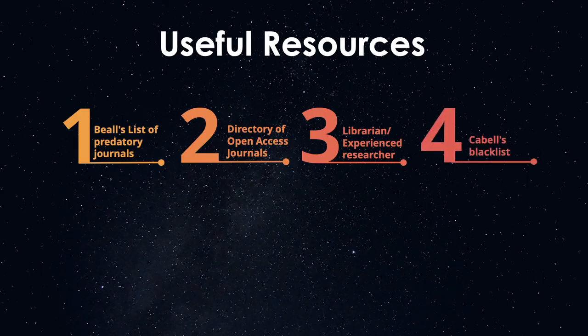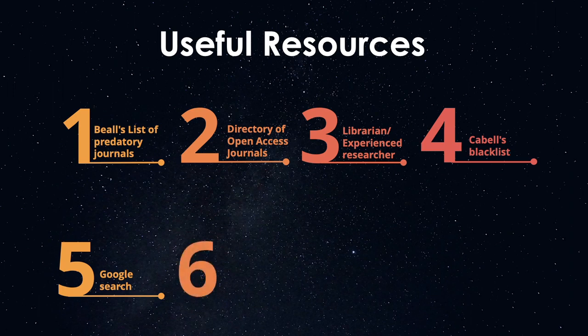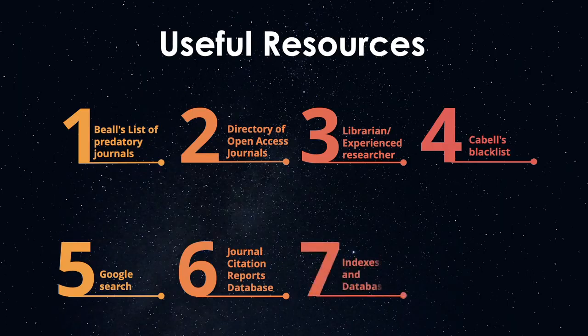Fourthly, Cavell's Blacklist, which is a list of deceptive and predatory journals accessible through a subscription. They also have a whitelist of what they call verified reputable journals. Fifthly, Google search the title of the journal and the word predatory to see if there is any news about their connection. Sixthly, Journal Citation Reports database, which can be used to verify information about the impact factor of a journal. Seventhly, searching indexes and databases like Medline or Web of Science. Predatory journals are rarely indexed in reputable databases.